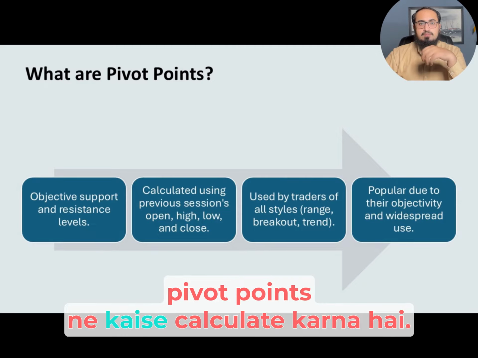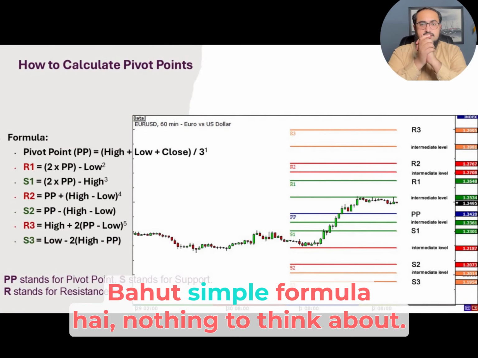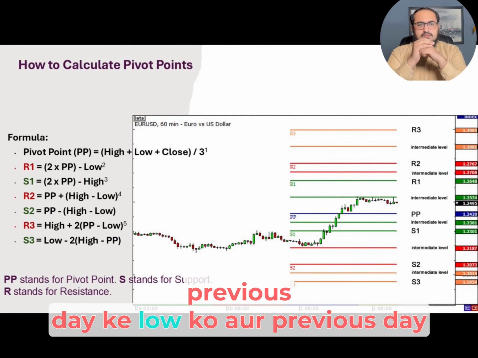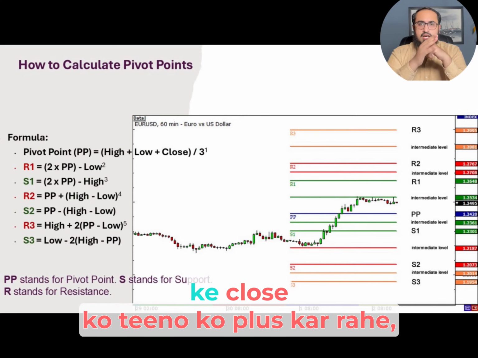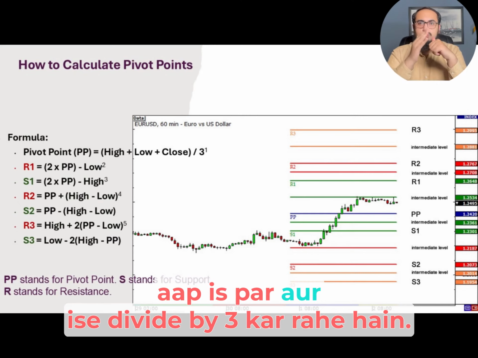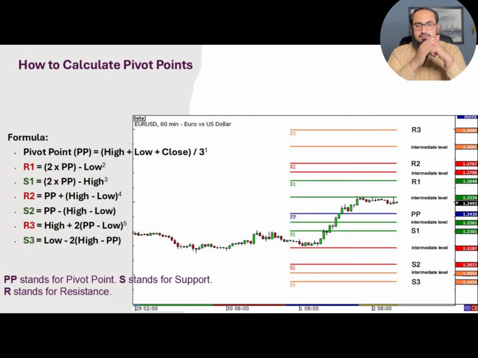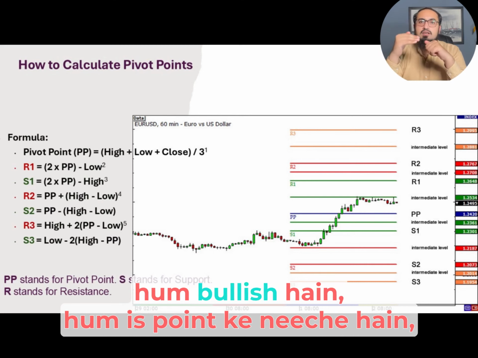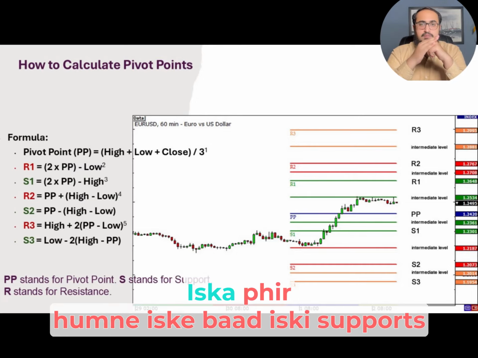Now the slide has come up in front of me. How do we calculate the pivot point? Very simple formula. We add the previous day's high, the previous day's low, and the previous day's close together and divide by 3. When we divide it by 3, we get the pivot point. Meaning, when we are above this point, we are bullish. When we are below this point, we are bearish.